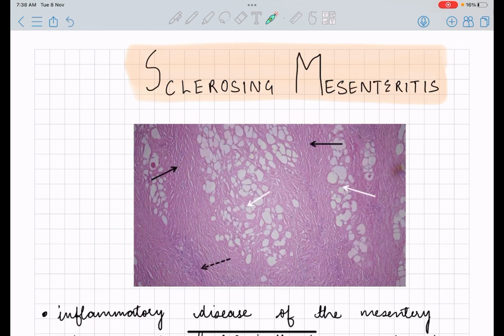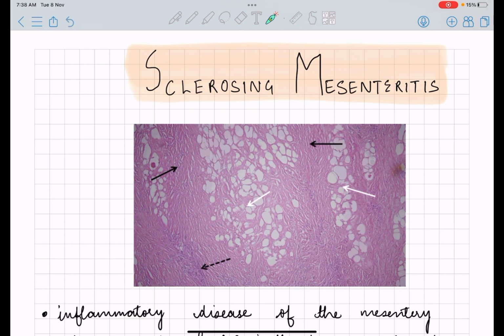Moving on to the next topic of sclerosing mesenteritis. Before we begin the topic, we need to understand what is happening. It is a chronic inflammatory condition. Basically, a lot of inflammation is happening in the mesentery, and the root of the mesentery, which we discussed in the first video, becomes the main victim of this inflammatory process.